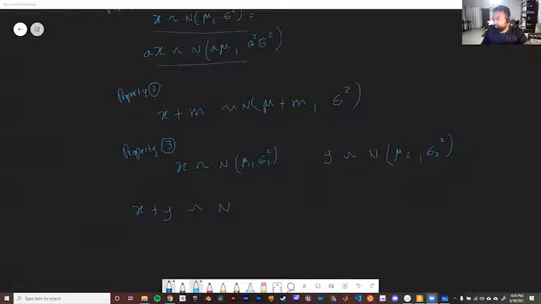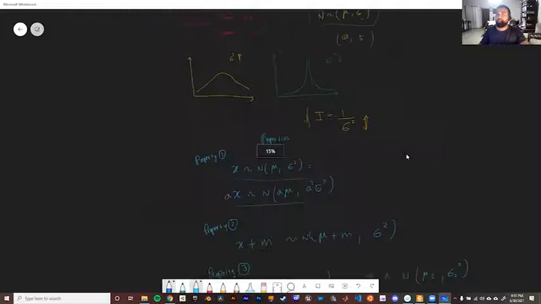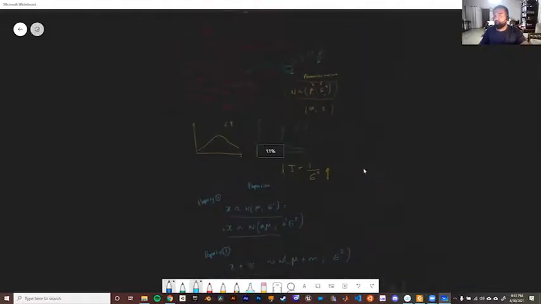Mean would be the addition, good. So the mean would be mu1 plus mu2. And what about the variance? Variance will also be the addition. So you have sigma 1 squared plus sigma 2 squared. Yes, okay. So I want you guys to remember these properties. This is basically the revision of probability that I want all of you to keep in your mind.